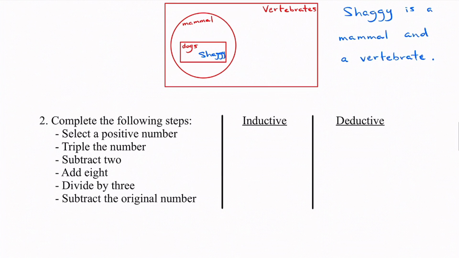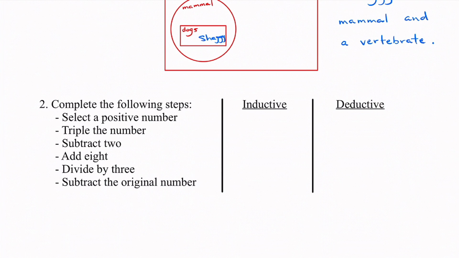The next one here, though, it says complete the following steps, and we're going to do it using inductive. That's the way we would have done it before, and then we're also going to do it deductively. So that's going to be actually proving it. So let's do inductive first. It says select a positive number. So I'm going to choose a 2. We'll start off easy. So triple the number. So 2 times 3, that's going to give me 6. And then next step, we're going to subtract 2. So I get down to 4.